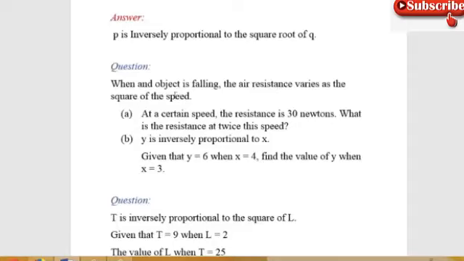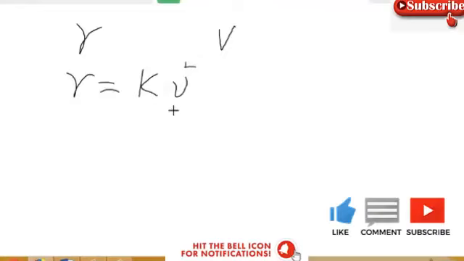Now we are going to write the equation of this. The resistance is R. We represent R for resistance, and the speed is V. So as resistance is directly proportional to the square of V, then the formula is R is equal to k times V square, because it is the square of the speed. To find this formula completely, we have to find the value of k first.